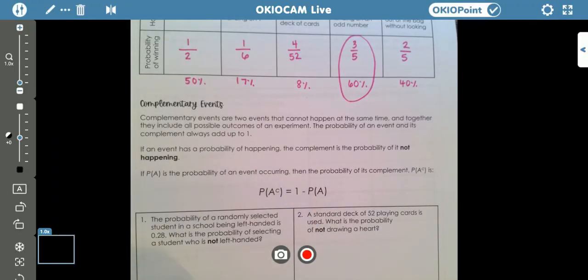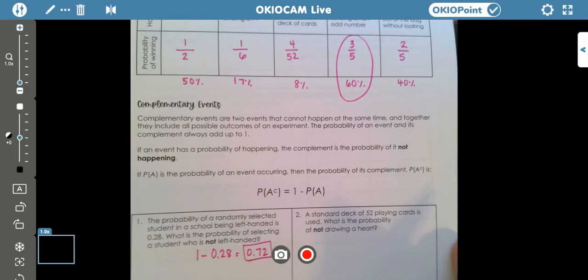So the probability of a randomly selected student in a school being left-handed is 0.28. What is the probability of selecting one who is not left-handed? Well, that's our 1 minus our 0.28, and we end up with 0.72.